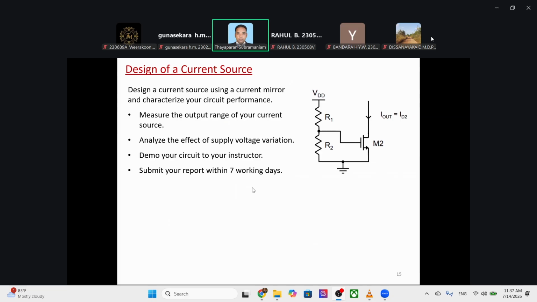If I miss anything, I will discuss it. This is your homework. Design a current source using the current mirror and characterize your circuit performance. Measure the output range of your current source. Analyze the effect of supply variation. Demonstrate your circuit to your instructor. If you want to discuss with your instructors, you can do so.